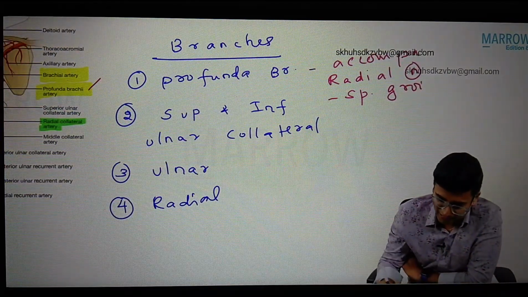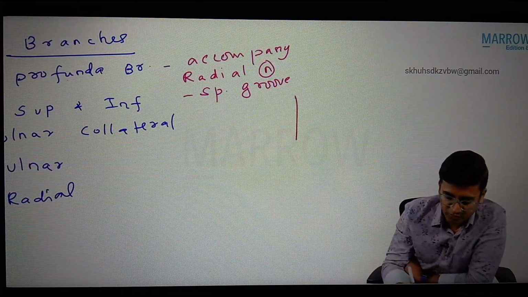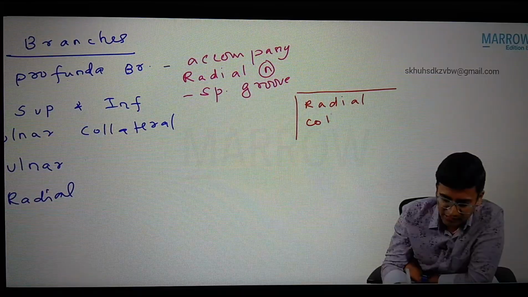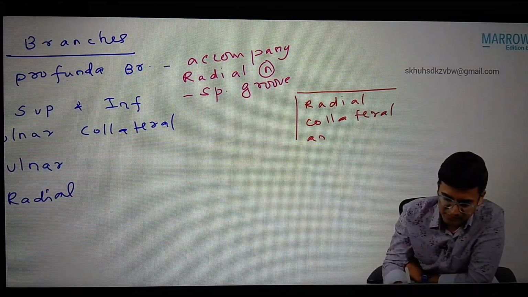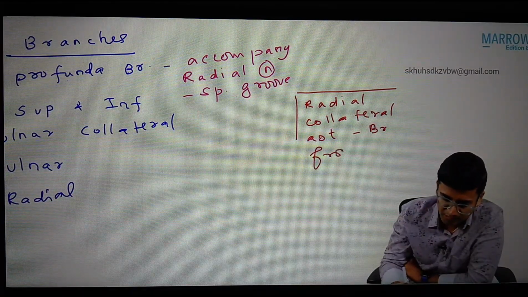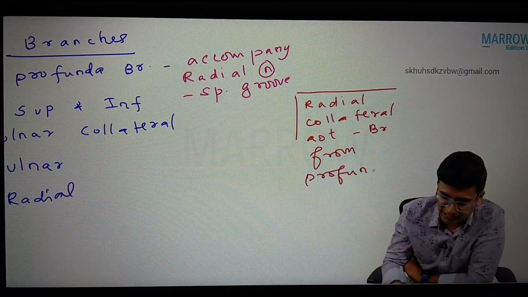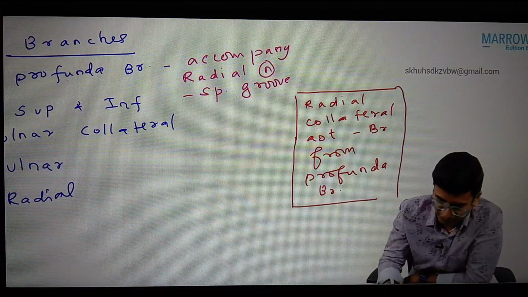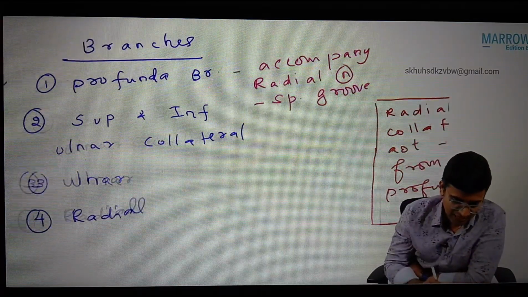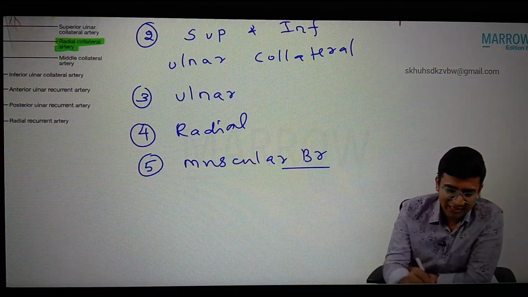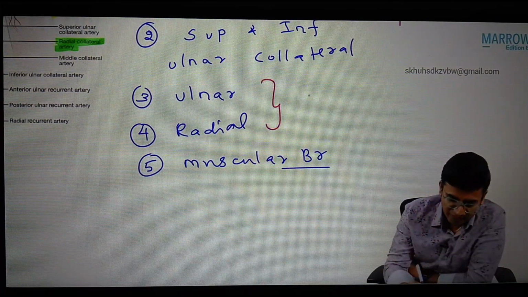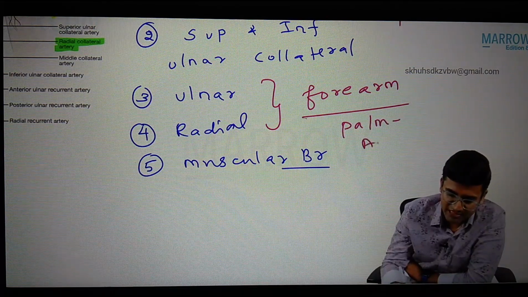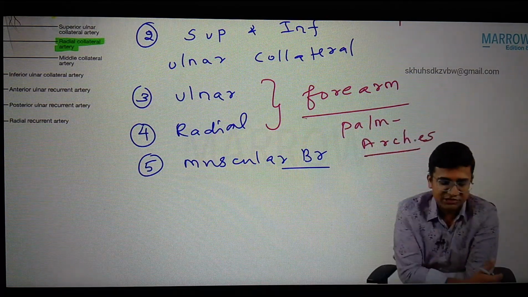So please write radial collateral arteries. Put one box and then write: radial collateral arteries are the branches from profunda brachii. It is not the direct branch of brachial artery. Next, ulnar artery and radial artery. I told you already, they supply the forearm and they also supply the palm by forming the arches, superficial and deep palmar arch.